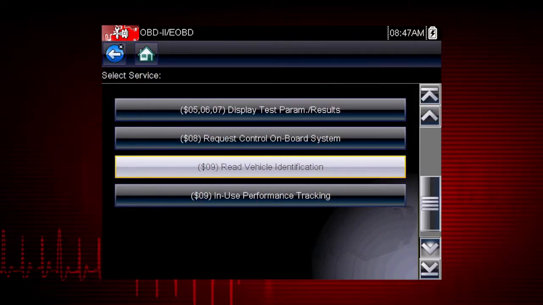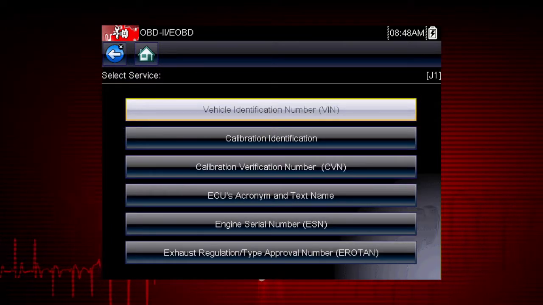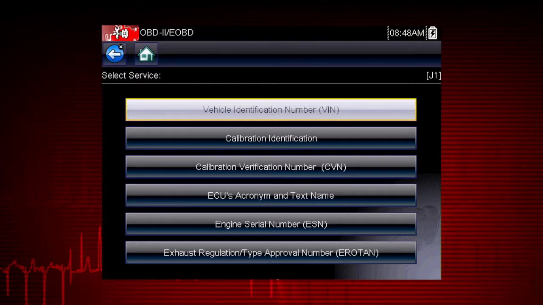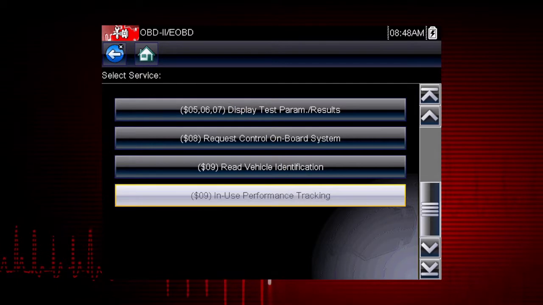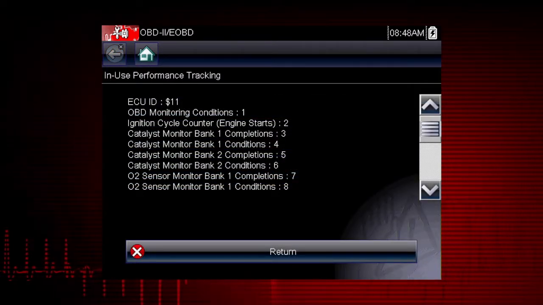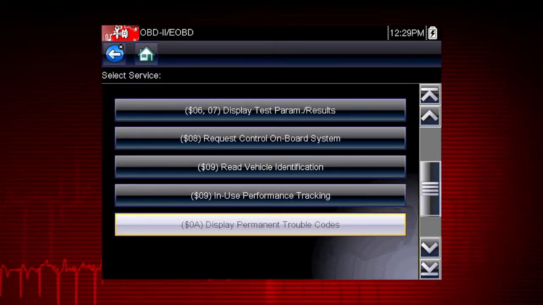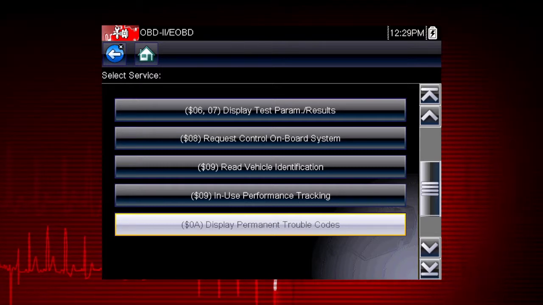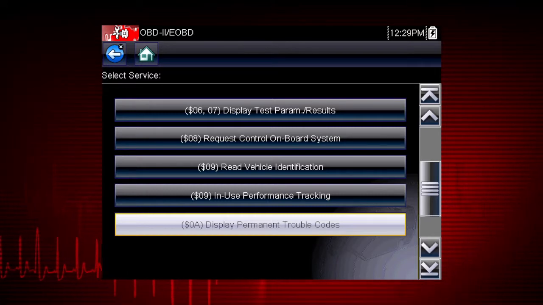Mode 9 can read the vehicle identification number as well as the calibration and ID numbers for the engine control unit, or ECU. Mode 9 Performance Tracking displays a record of the number of times each of the readiness monitors have been completed. Mode 10 displays diagnostic trouble codes with permanent status. These codes are stored in the powertrain control module for 400 days and cannot be cleared.